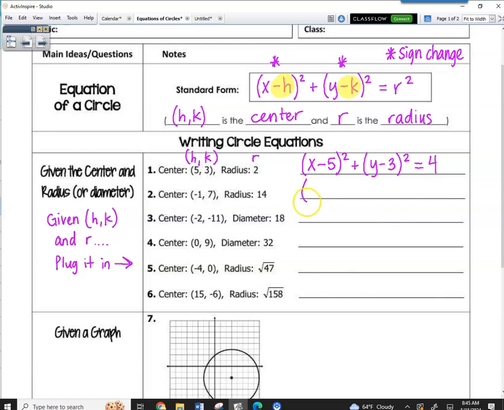The formula is parentheses x. h is negative 1, so I'm actually going to write plus 1 squared, y. k is 7, so I'm going to write minus 7 squared equals r is 14. r squared would be, wait a minute. No. It's okay. Maybe you looked at the 7. You might have looked at the 7 as the k.